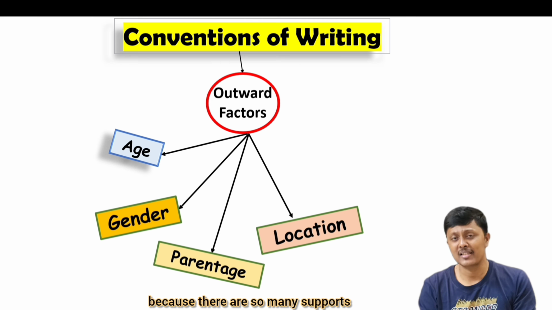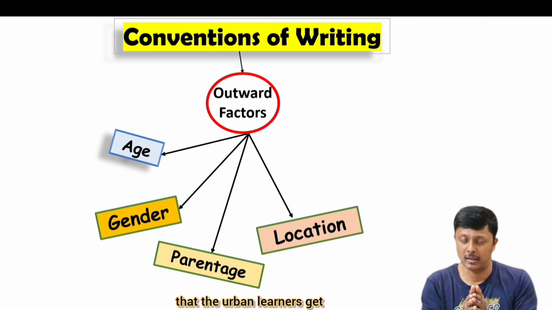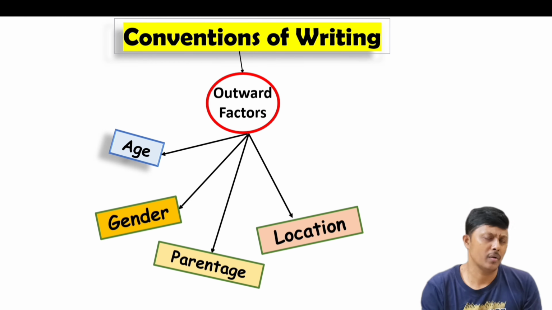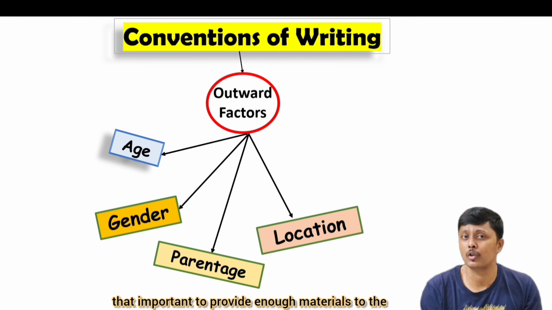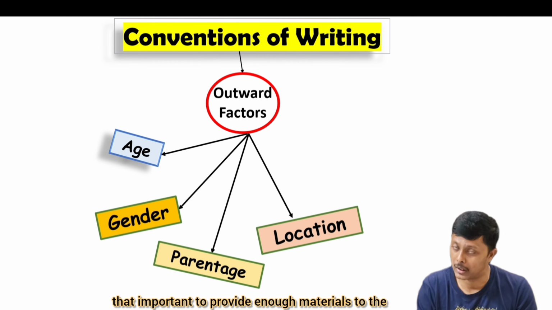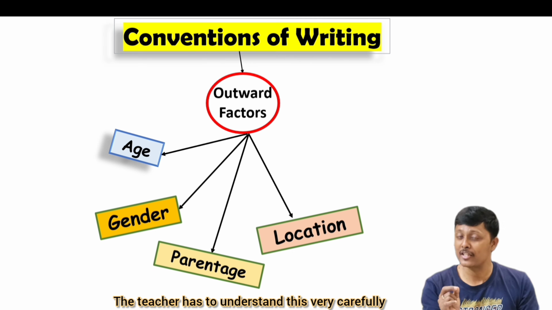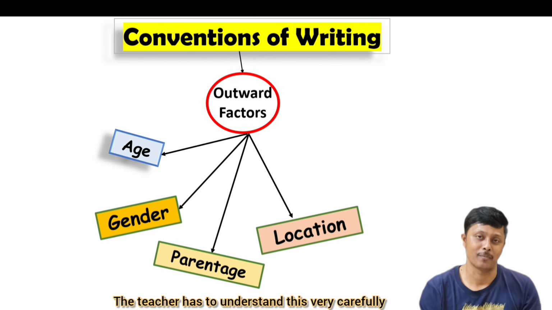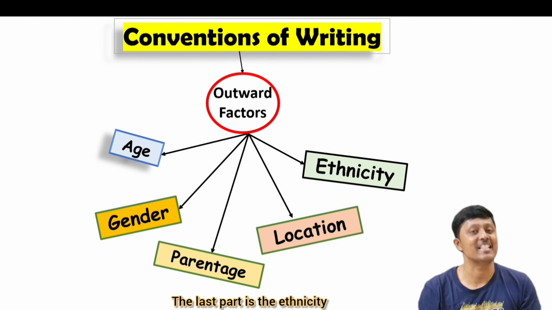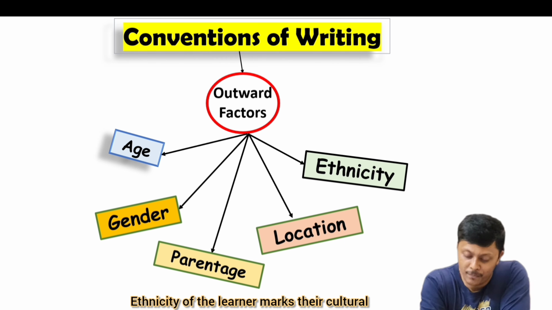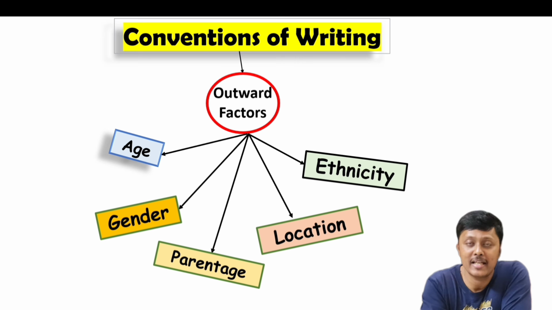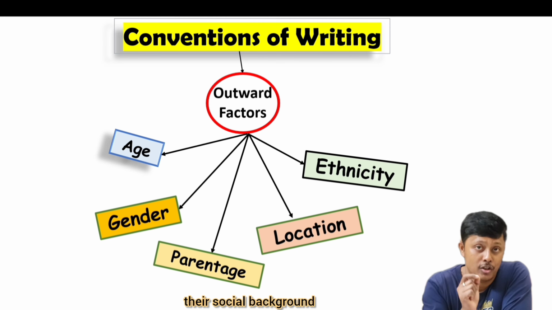On the other hand, because there are so many supports that the urban learners get, it should not be that important to provide enough materials to the learners from urban areas. So it also depends on the location. The teacher has to understand this very carefully. The last part is the ethnicity. Ethnicity of the learner marks their cultural identity as well as their social background.